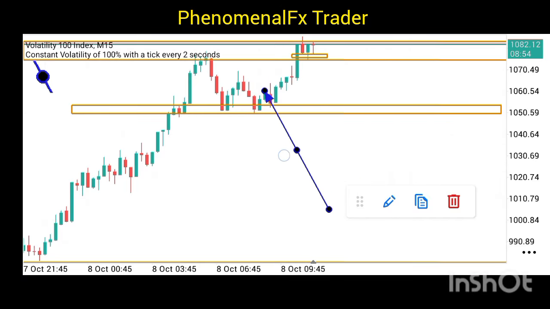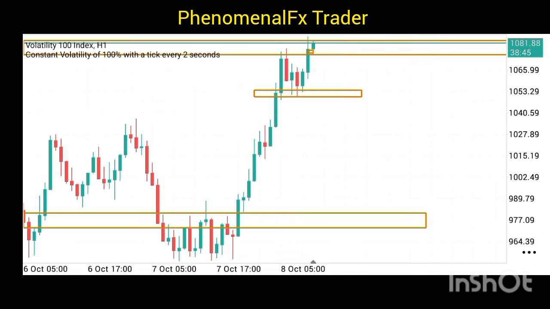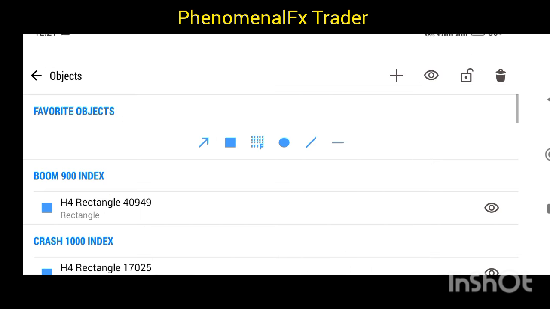But for you to be conservative, to take the entry very safely, you have to wait for the market to come down to this 1 hourly time frame consolidation right here.